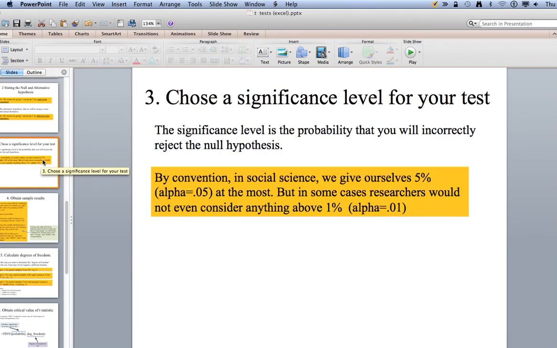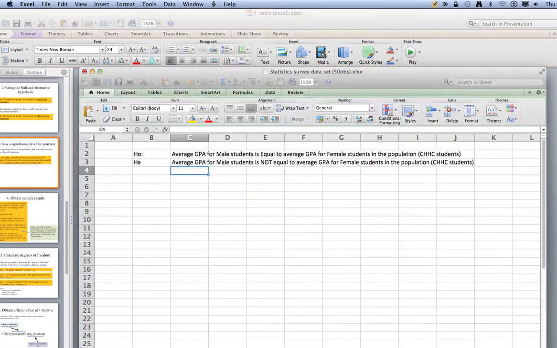choose a significance level. Step 3 is to choose a significance level for your test. Recall that by convention, we give ourselves at most 5%, right? In social sciences, in some cases, some researchers won't go above 1%. For us, we'll choose 5% or an alpha of 0.05. Okay. So let's go here and we'll say significance level, that's going to be 0.05. Good.